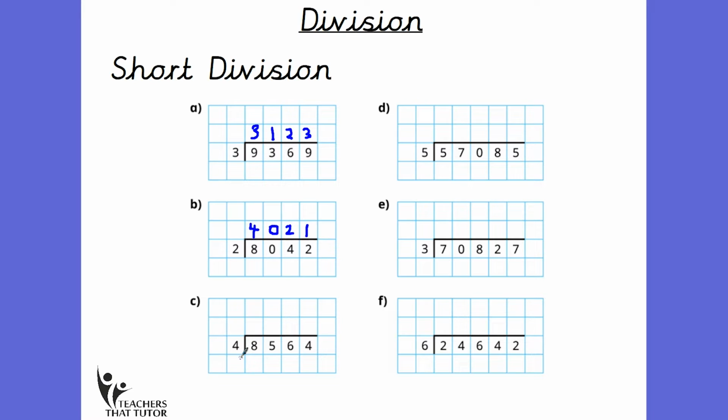1. How many 4's in 8? There are 2. How many 4's in 5? Now this one we have a remainder, so there's 1 4 in 5, but there's a remainder of 1, so the 1 we put next to the next number. 4's into 16: 4, 8, 12, 16, so there are 4. How many 4's in 4? There is 1. D. How many 5's in 5?